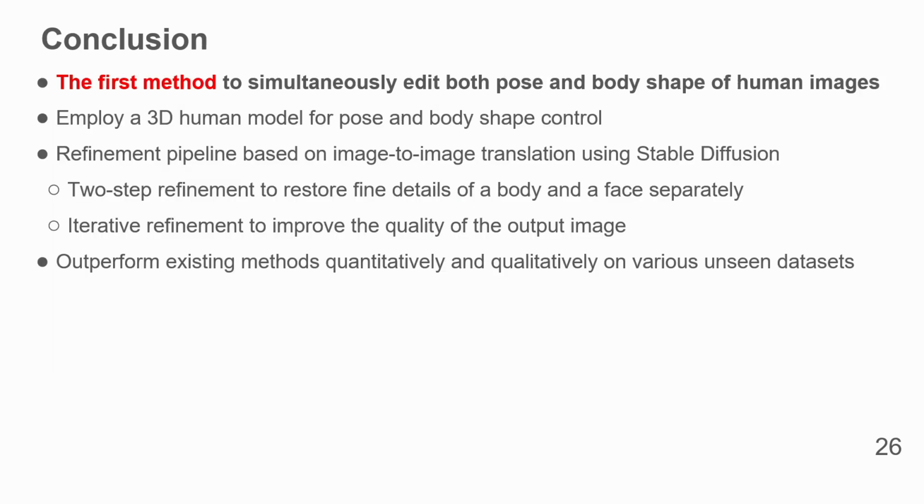In conclusion, we have proposed the first method to simultaneously edit both the pose and body shape of human images. Specifically, we employ a 3D human model for pose and body shape control. We have also proposed a refinement pipeline based on image-to-image translation using stable diffusion.